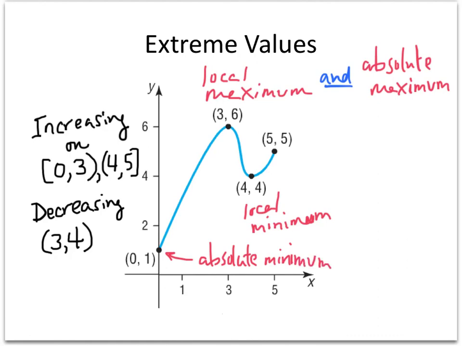So the difference between local and absolute is that local maxima and minima are places where my function stops increasing and starts decreasing, or stops decreasing and starts increasing. The absolute maximum is just the biggest y value, and the absolute minimum is just the lowest y value.